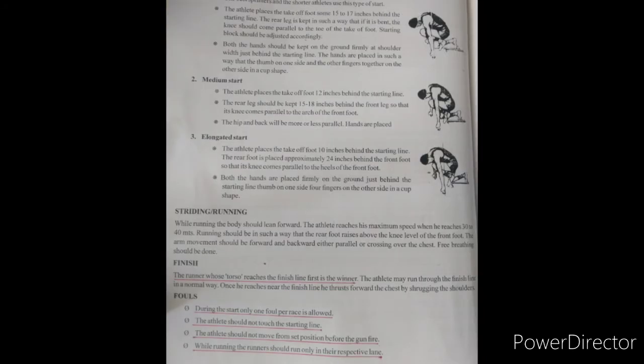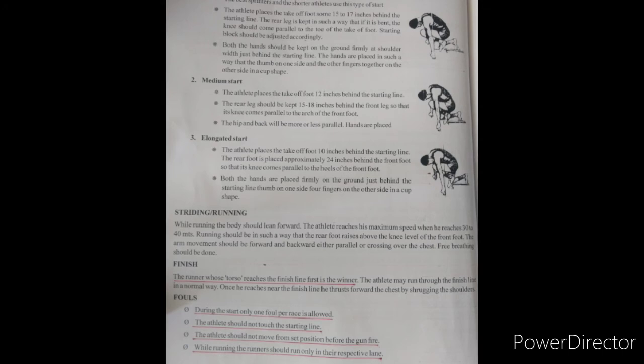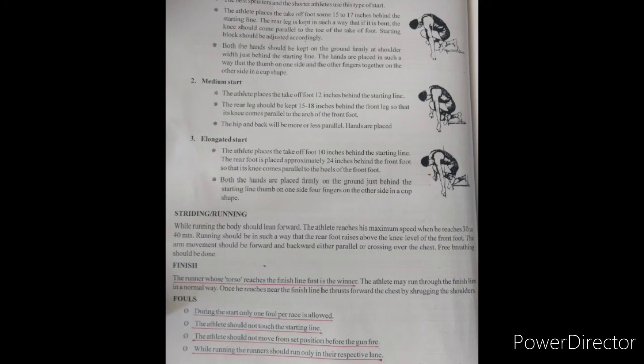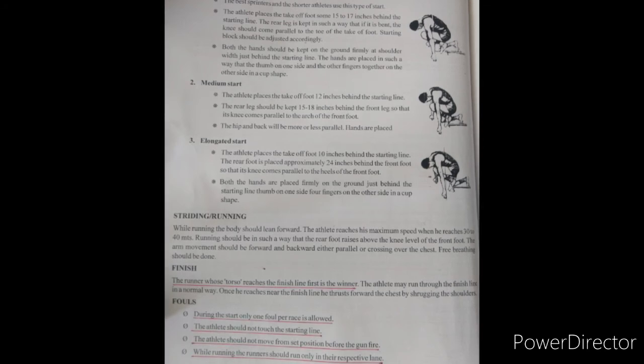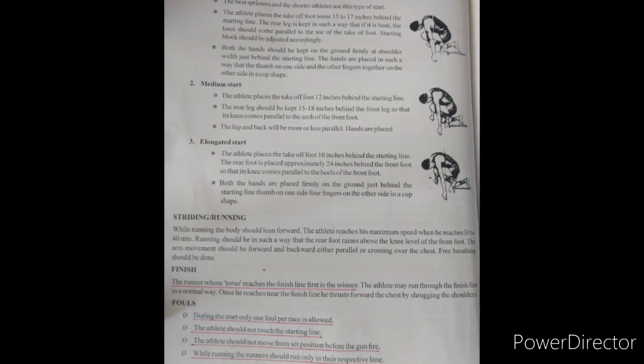The next, finish. The runner whose torso reaches the finish line first is the winner. See, torso means a trunk of the human body. It means without your limbs. Limbs means your hands and neck and legs.